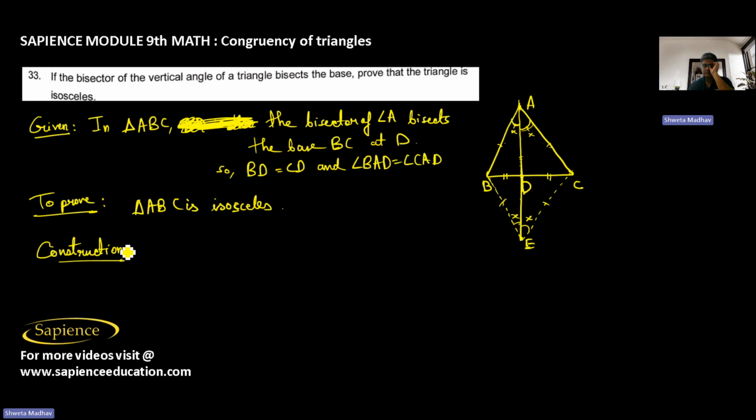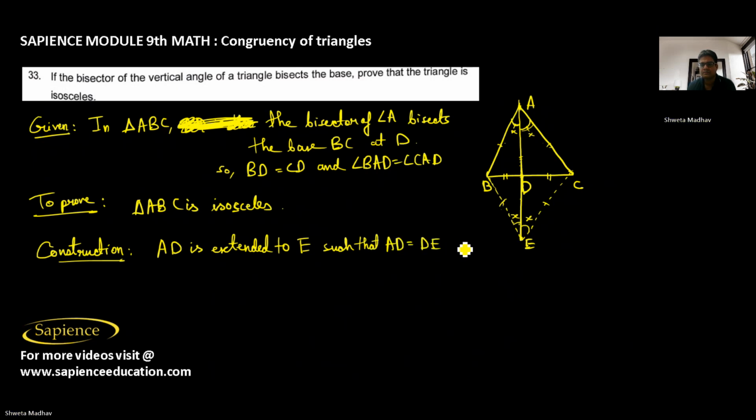We'll write that AD is extended to the point E such that AD is equal to DE. And then the lines BE and CE are drawn. So then we will write the proof.